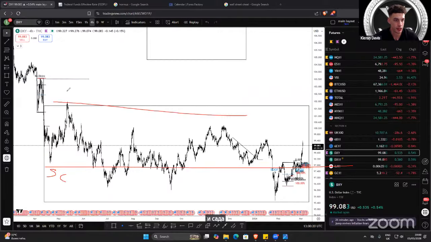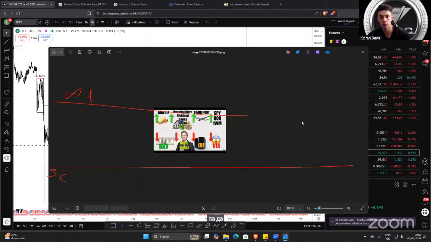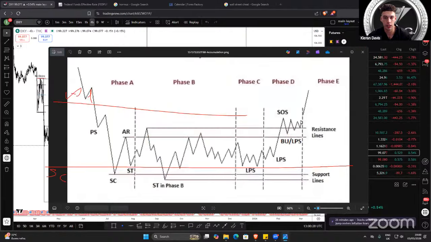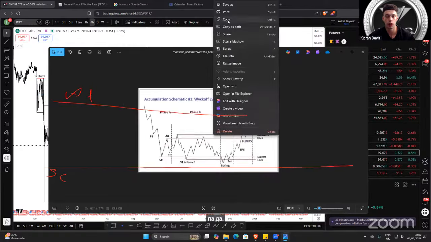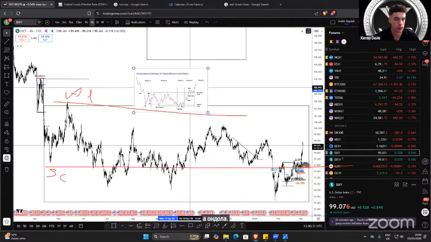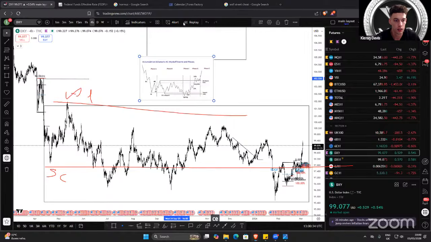Is it a coincidence we're in a giant accumulation? Sellers climax, automatic reaction, I know. I'll put it up. Is it a coincidence that we are in that giant accumulation on the dollar? Let's see: AR, ST, STB, Spring. Basically here right now.